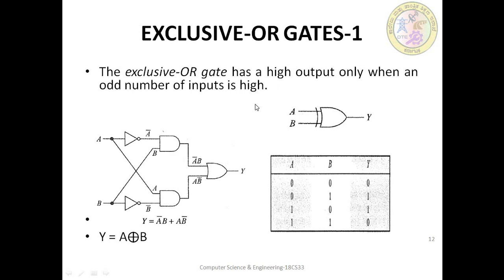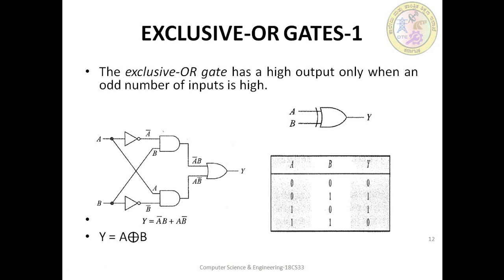In real time, if you want to construct an exclusive OR gate using the basic gates, this is how we need to have it. We need inverters at the initial stage, and we give the inverted inputs into AND gates. We also take the direct inputs and give them to the other AND gate as its input.